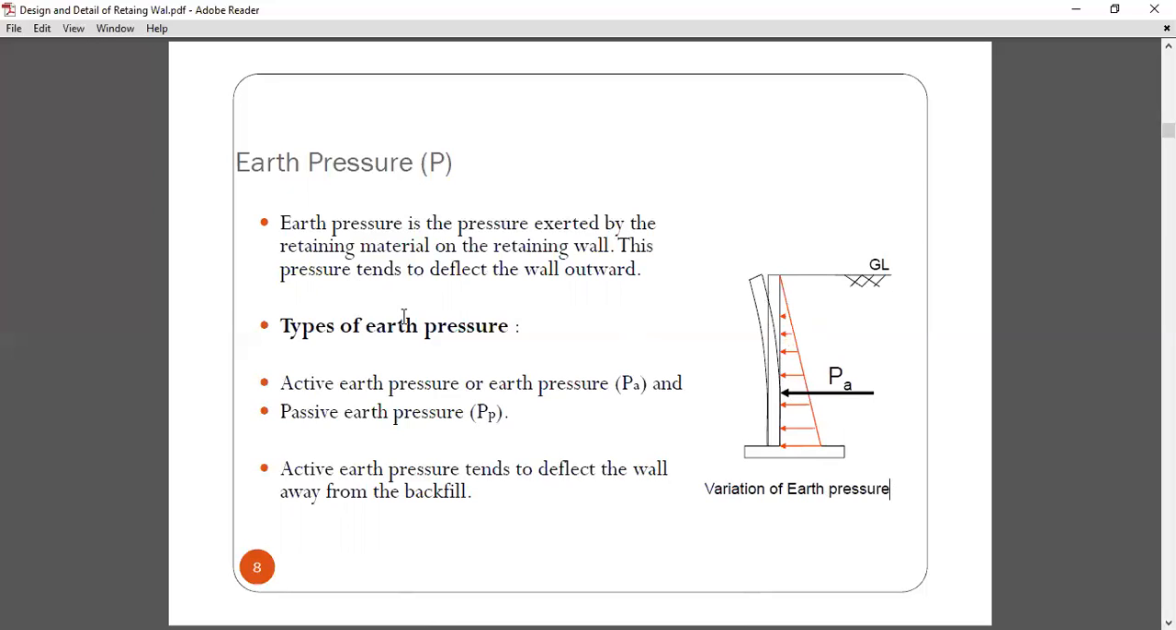Types of earth pressure. There are two types of earth pressure: active earth pressure and passive earth pressure. Active earth pressure means the total actual earth pressure coming from the backfill is called active, and the pressure on the empty side is passive pressure. Active earth pressure tends to deflect the wall away from the backfill. It's called active earth pressure.